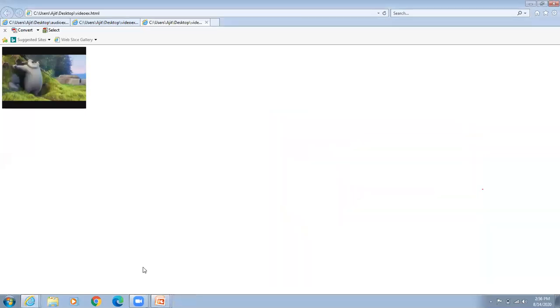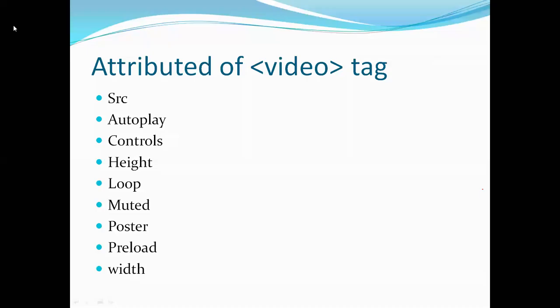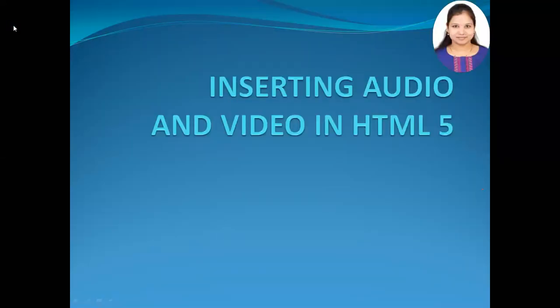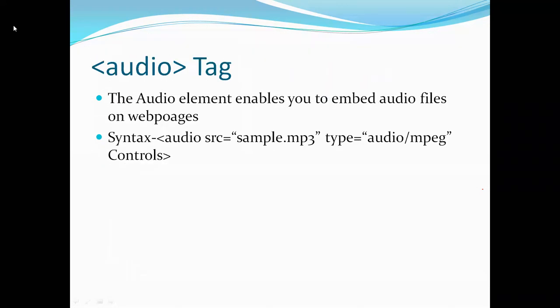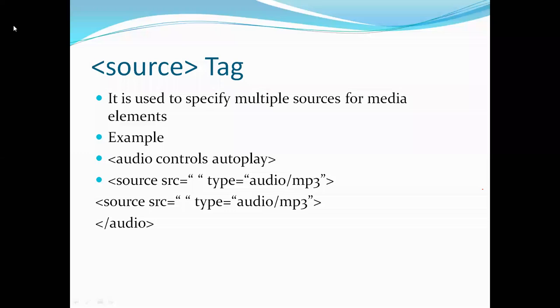This is a very important chapter, subtopic video and audio. So let's revise it once again. Inserting audio and video in HTML. Common audio formats: MP3, AAC, OGG. For the audio tag, you can see the audio tag syntax. Audio elements enable you to embed audio files on a web page. Attributes are autoplay, controls, loop, muted, src. Then the source tag is used to specify multiple sources.